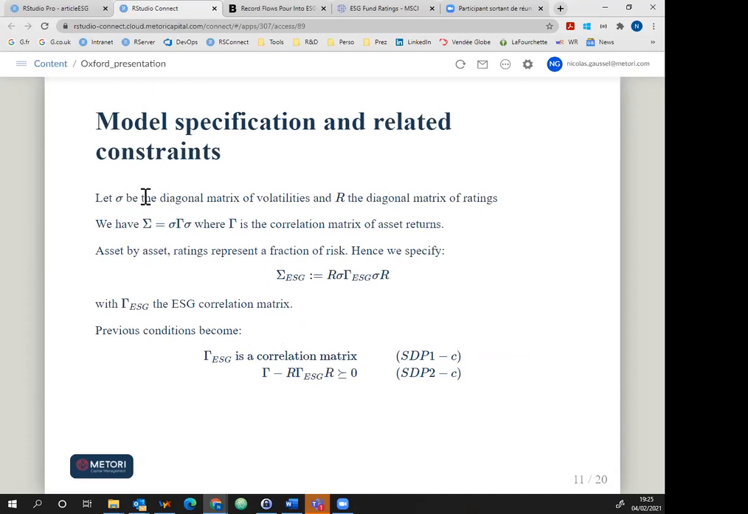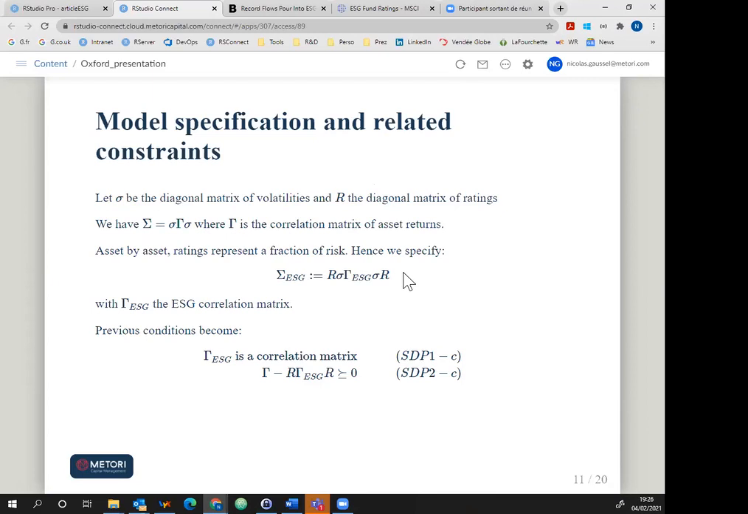Sigma here is a diagonal matrix with zero everywhere, and on the i-th row and column you have the volatility of the i-th asset. We also have another diagonal matrix, R, which is a matrix of the ratings. So you have two diagonal matrices, one for the volatility and one for the ratings. The variance-covariance matrix of the market is sigma gamma sigma. And since we want the rating to be a proportion of risk, we will look for an ESG covariance matrix of the form R sigma gamma sigma R.